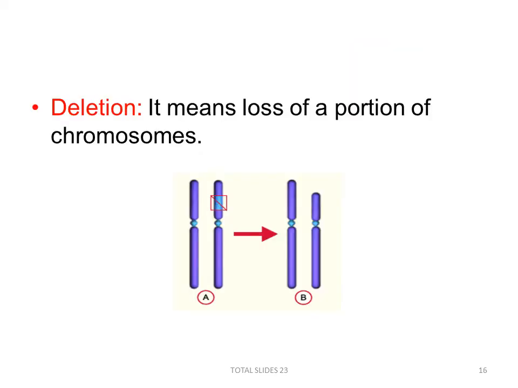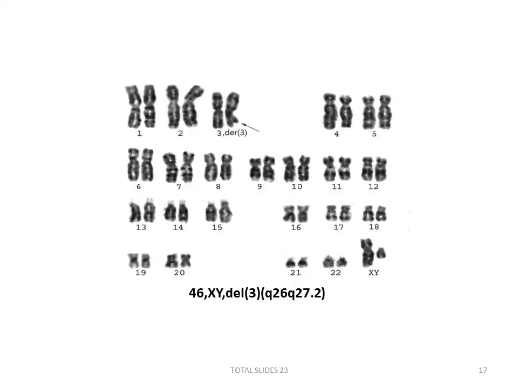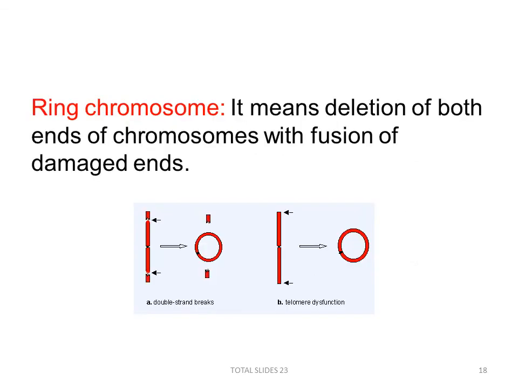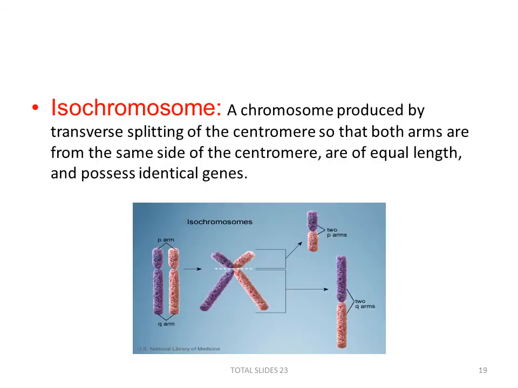Now discuss number 1, deletion. Deletion means loss of a portion of a chromosome, as you see in the picture. And this is an example of a deletion of the long arm of chromosome 3. Ring chromosome means terminal deletion of the chromosome and the fusion of both ends forming a ring structure, as you see in the picture.